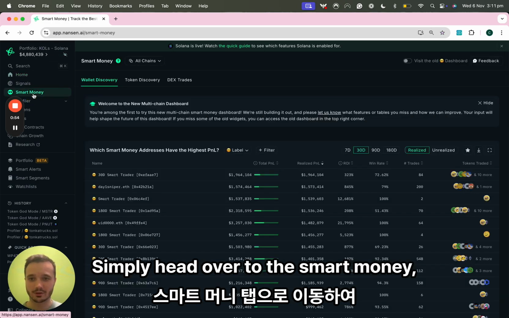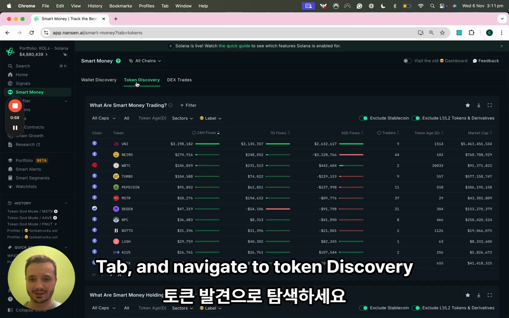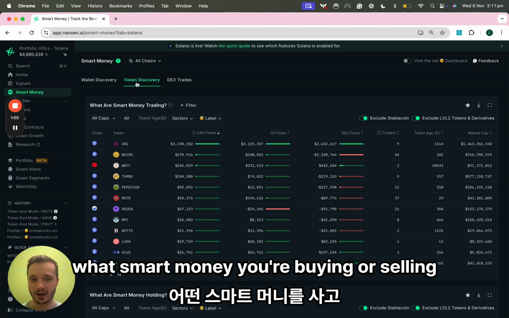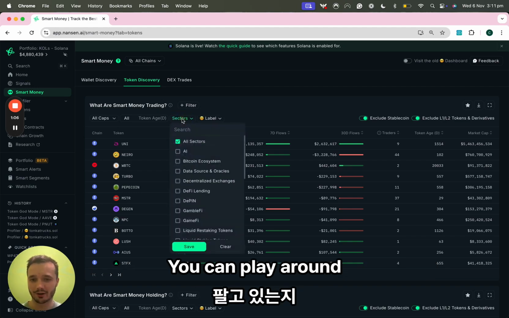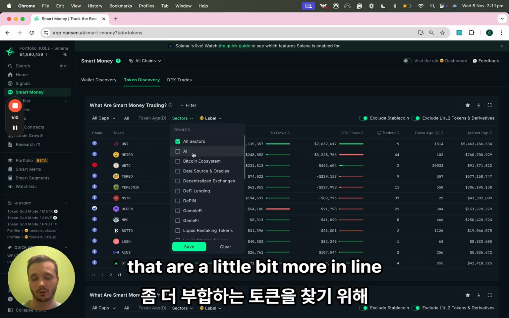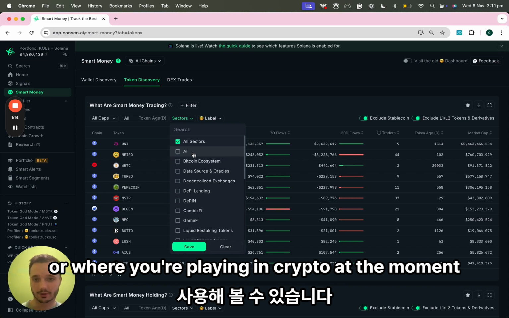Simply head over to the Smart Money tab and navigate to Token Discovery. And here you can see in real time what smart money are buying or selling. You can play around with some of the filters as well to surface tokens that are a little bit more in line with your trading strategy or where you're playing in crypto at the moment.